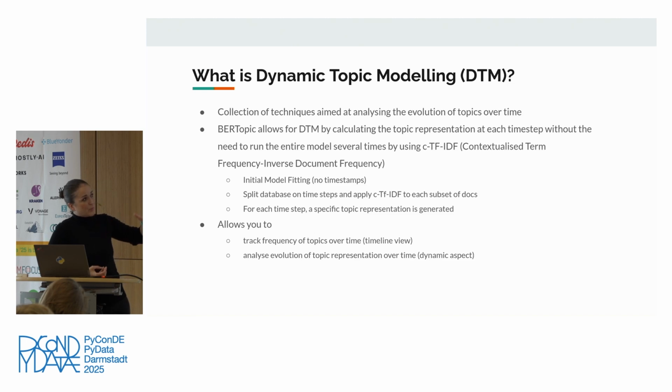And so BERTopic, as I said, calculates a topic representation at each time step, and we don't need to run the entire model several times. How it works is that there is first an initial model fitting without any time steps, and then it splits the data set on time steps by applying c-TF-IDF to each subset of documents. Then for each time step, a specific topic representation is generated. So it's the same topic, but for each time step, the representation for that topic differs. And so this allows you to, first of all, track the frequency of topics over time.